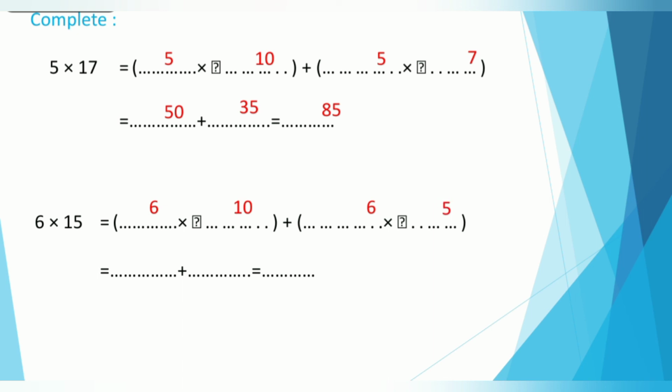6 times 10 equals 60. 6 times 5 equals 30. Excellent. 0 plus 0 equals 0. And 6 plus 3 equals 9.